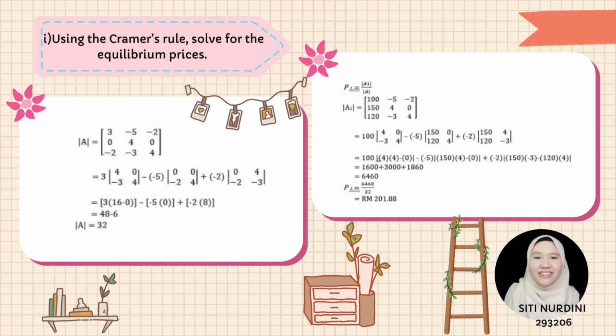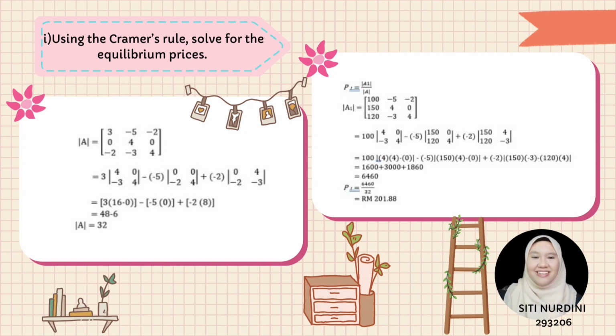Next, we calculate the three determinants A1, A2, and A3 by replacing each column of the coefficients matrix with the constants on the right side of the equation. This step involves finding the determinant of a 3 by 3 matrix, and we find the equilibrium price by dividing each Ai by A, where Ai corresponds to the column being replaced.